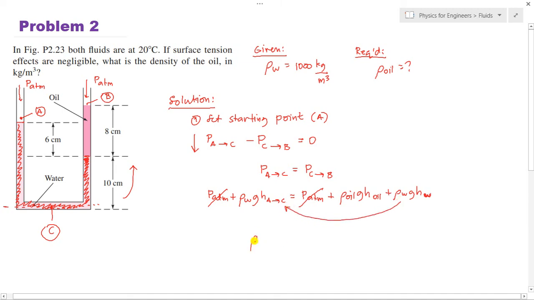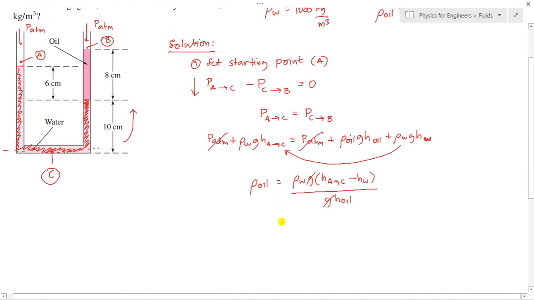Okay, so we now have the density of the oil equal to the density of the water times gravity multiplied by the height of the water from A to C minus the height of the water on the other side, all over gravity times the height of the oil. Cancel the gravity, so it's plug and play.